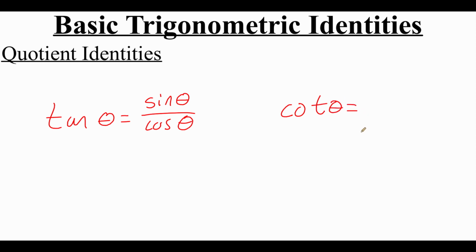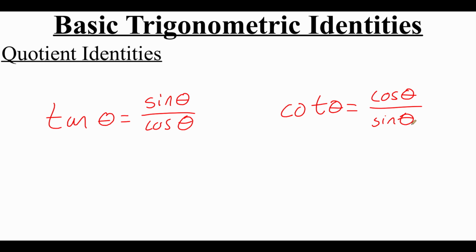If we remember, cotangent is the reciprocal of the tangent. So if we were to take this sine of theta over cosine of theta and flip it over, then the cotangent would be the cosine of theta over the sine of theta. So that's a pretty basic introduction to these identities.